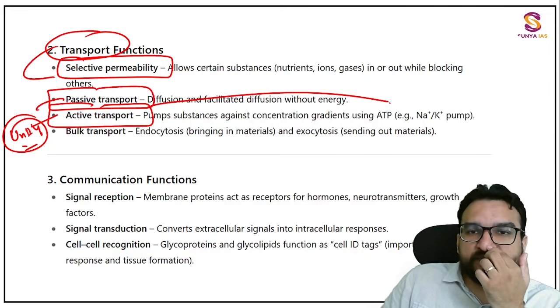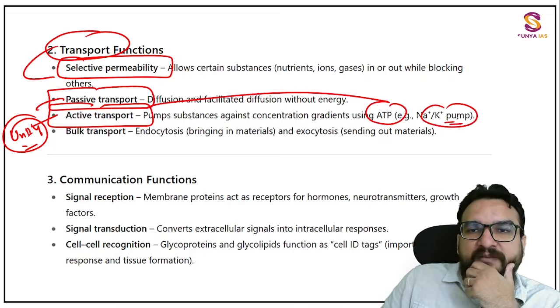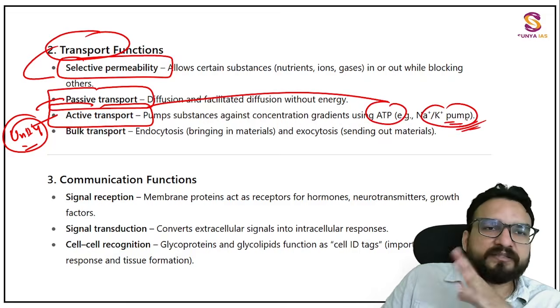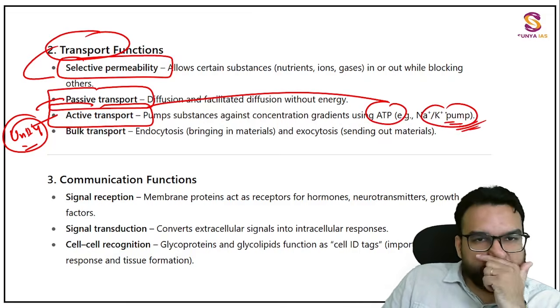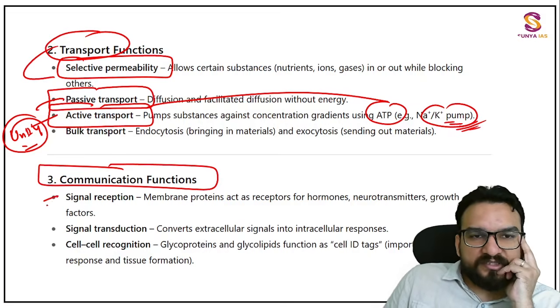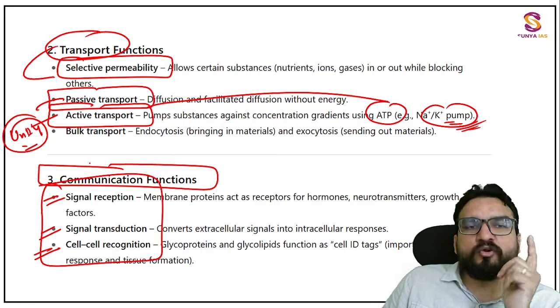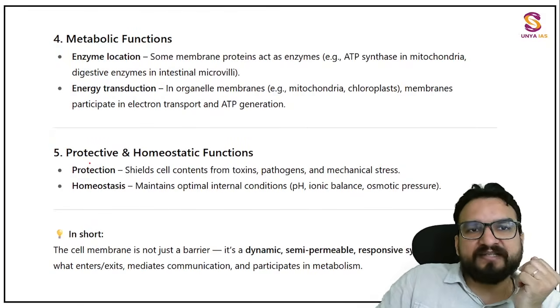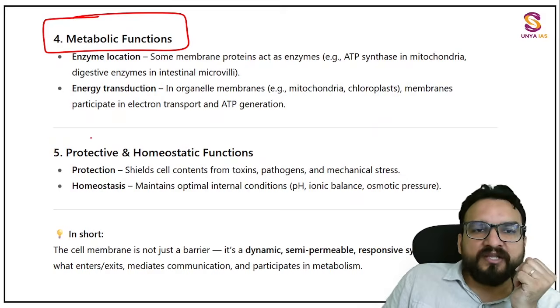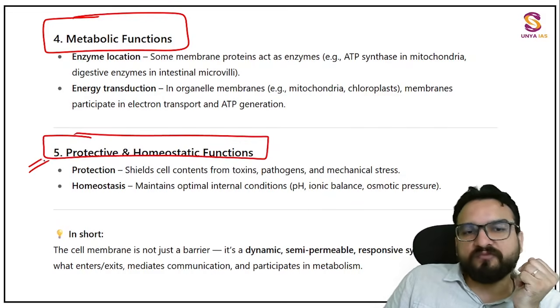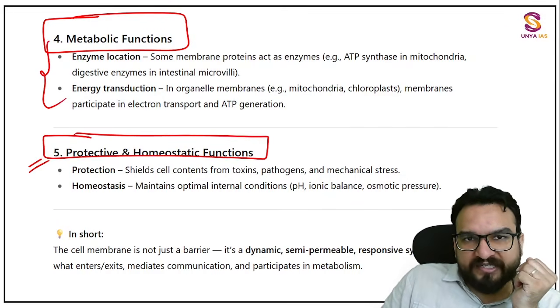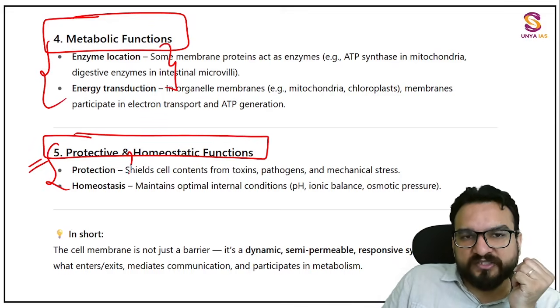So over here ATP pumps are required, and K positive. We will study all of this in that unit. Right now, just read it once. Then communication functions: signal reception, signal transduction, cell to cell recognition. Again, later on you will be understanding. Then there will be certain metabolic functions, and protective and homeostatic functions will also be there. So just write it down in short about these functions.